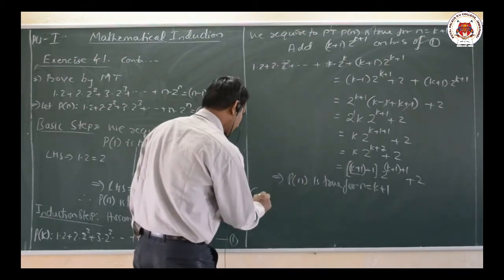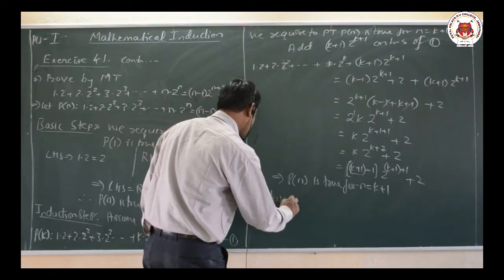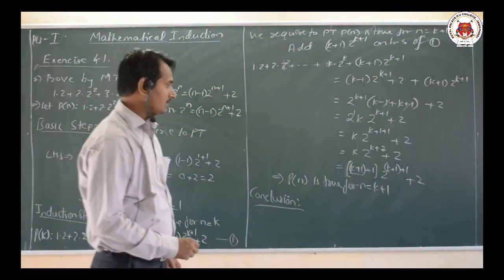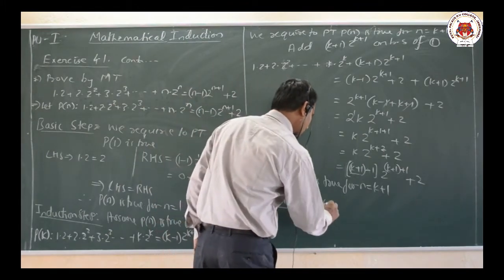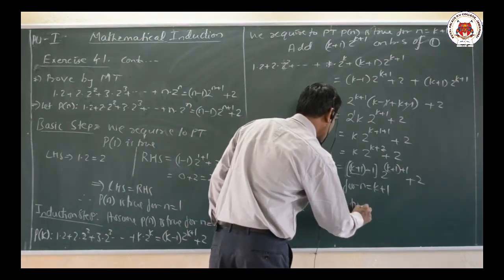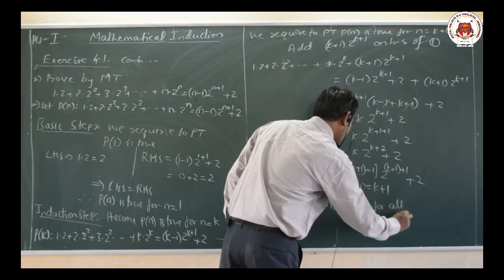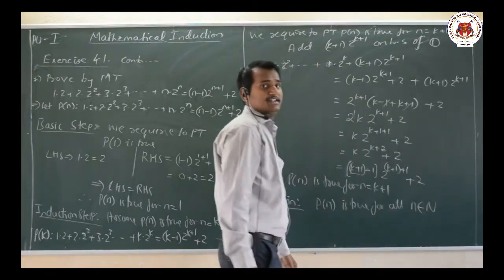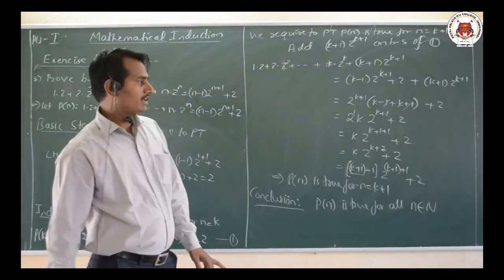At last we have to write down the conclusion. Now what is the conclusion here? That we shall observe here. The conclusion is that p of n is true for all n belongs to the natural numbers. That is nothing but our required result.